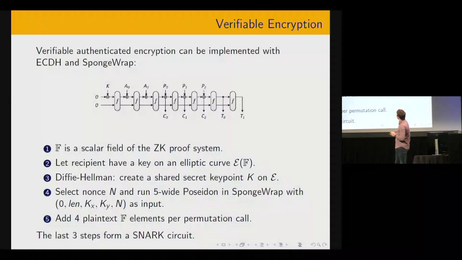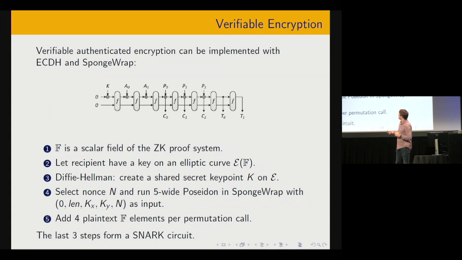The one last important thing I would like to cover, which is very recent: some people have asked us to create an encryption mode. It turns out that if the shared key is created with elliptic curve Diffie-Hellman, then we can combine Diffie-Hellman with some authenticated encryption mode like SpongeWrap and put our hash function, our permutation, inside. And effectively, we can have a very fast and compact design. So basically, the idea is that a recipient has a key on an elliptic curve, which is built on the scalar field where the proof system operates.